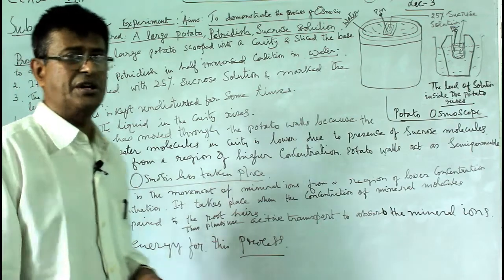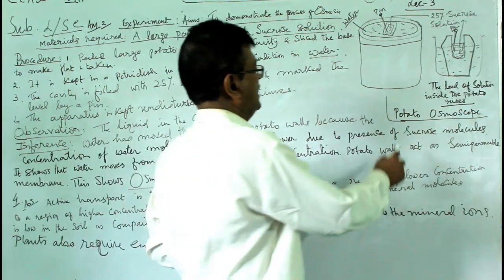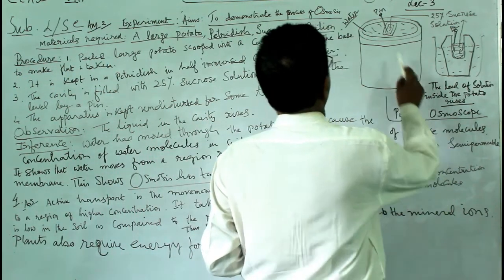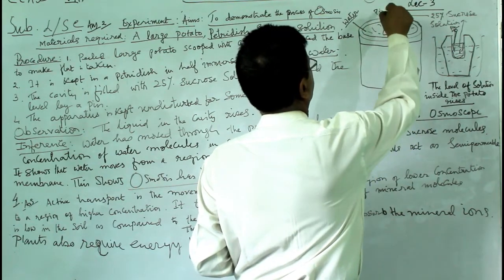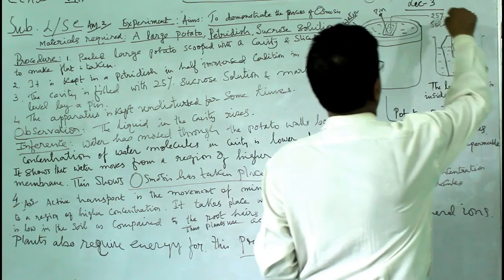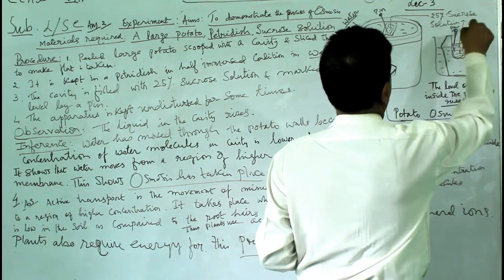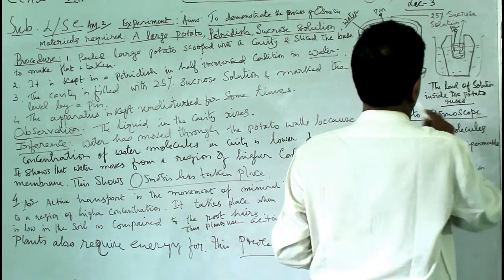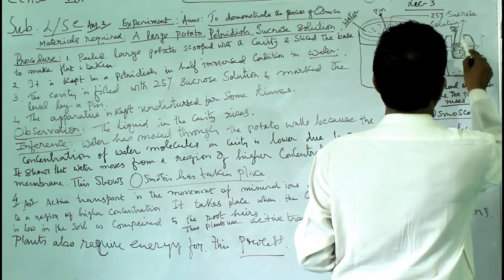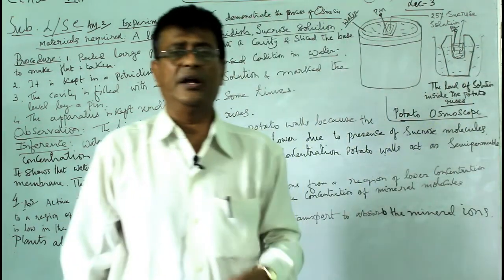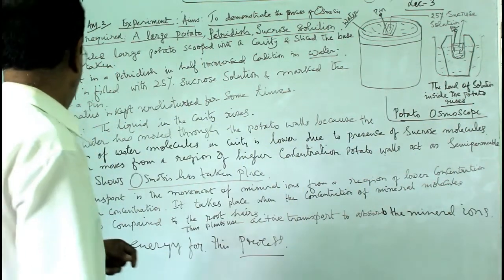So this is question number 2, and this is known as the potato osmosis. And this is water. This is a big mark. And here you see 25% sugar solution. Here is also a big mark. The level of the solution rises like this. Alright. Well, the last question, question number 4.